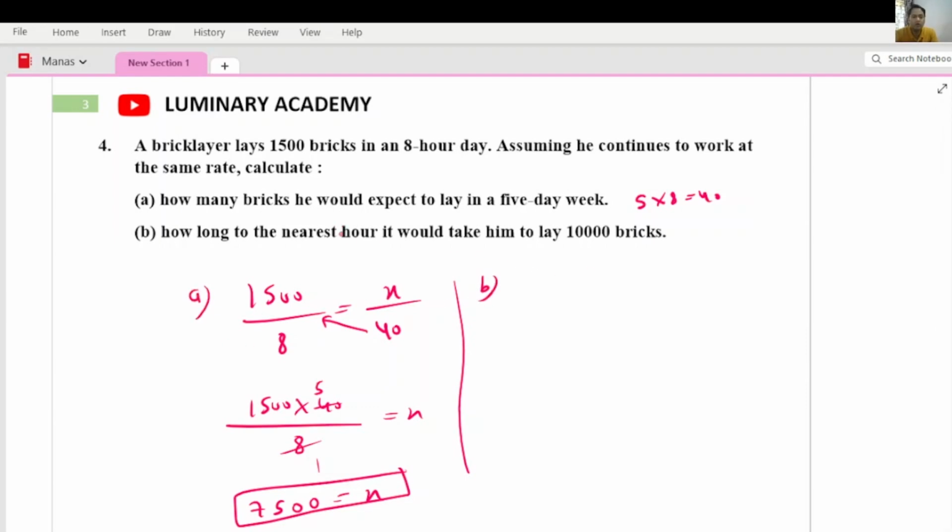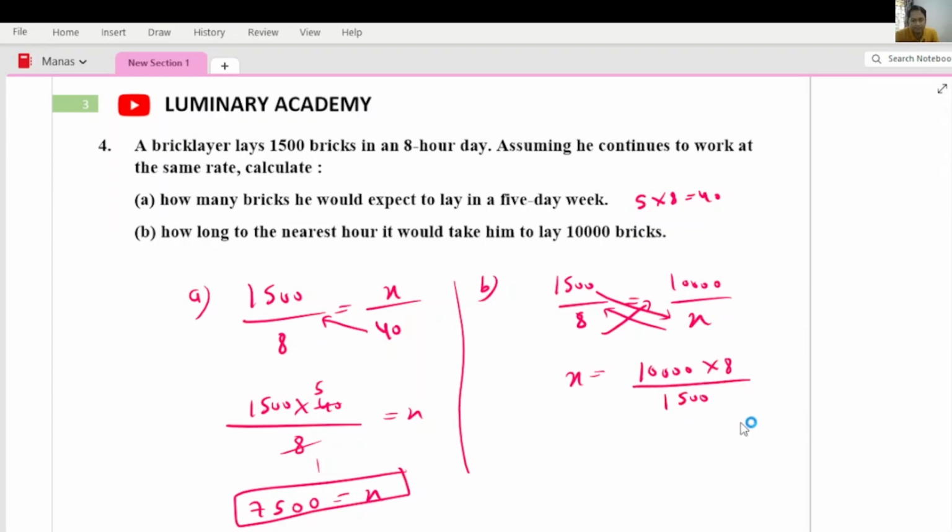Now we'll be solving B part. How long, to the nearest 1 hour, would it take him to lay 10,000 bricks? Okay, so 1500 will be laid in 8 hours. So that means 10,000 bricks in x hours, right? So you need to send this to the numerator, this in the denominator, and this in the numerator. So you basically need to make x the subject. So x equals 10,000 into 8 upon 1500, right?